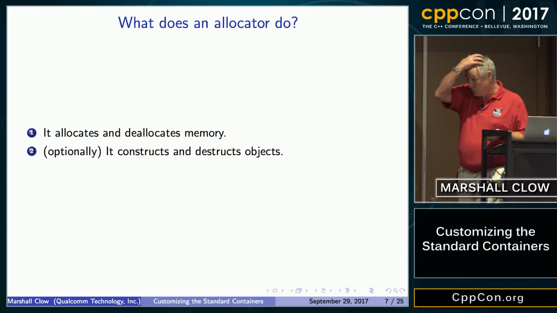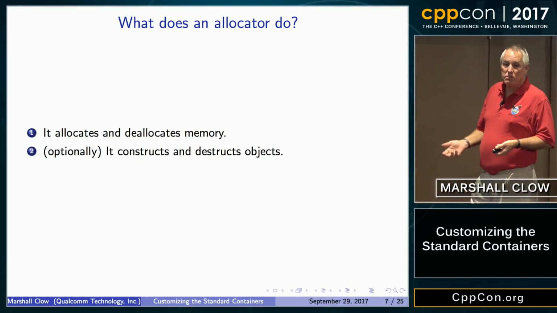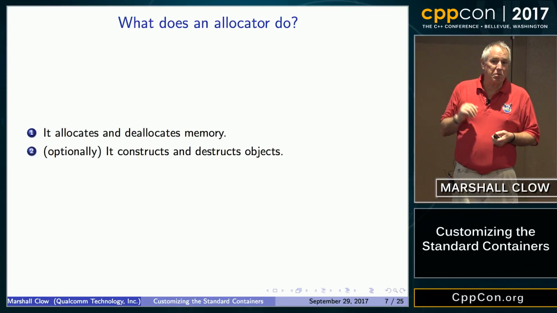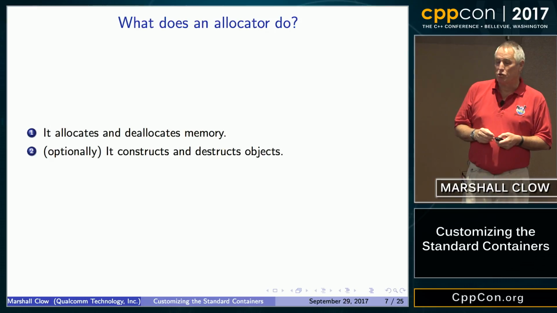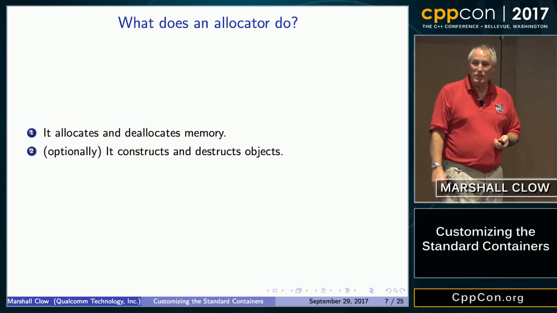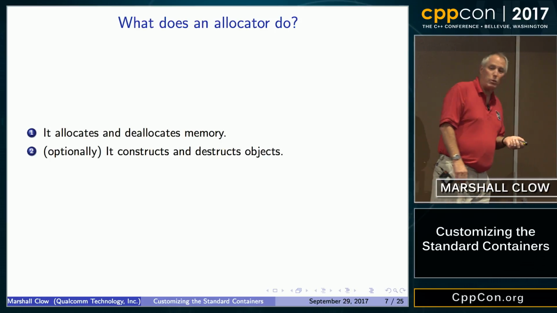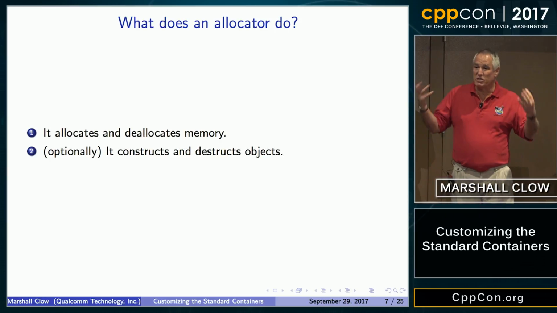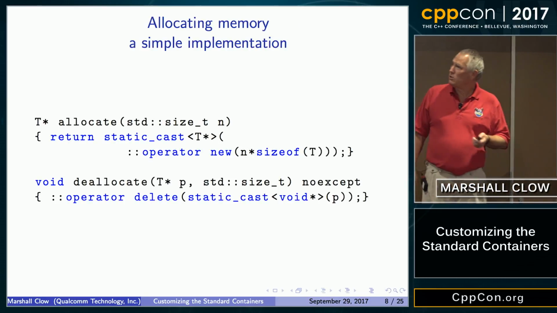You don't have to do those in your allocator. If you don't do them, there's a bunch of plumbing in the standard library which will give them default implementations, which are just calls to placement new and a call to the destructor. So if you don't have any special requirements on object construction and destruction, then you don't have to actually do any of this stuff. Okay, so what do they look like?